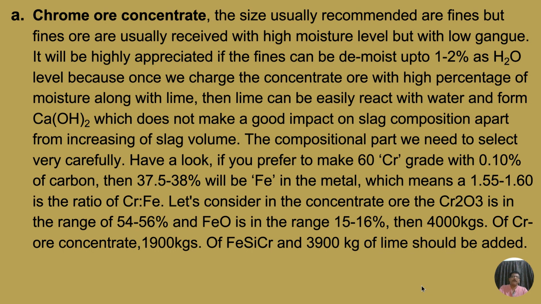Have a look. If you prefer to make 60 chrome grade with 0.1% of carbon, then 37.5 to 38% will be Fe in the metal, which means 1.55 to 1.6 is the ratio of chrome and iron. Let's consider in the concentrate ore, the Cr2O3 is in the range of 54 to 56% and FeO is in the range of 15 to 16%. Then 4000 kg of chrome ore concentrate, 1900 kg of ferrosilicochrome and 3900 kg of lime should be added.